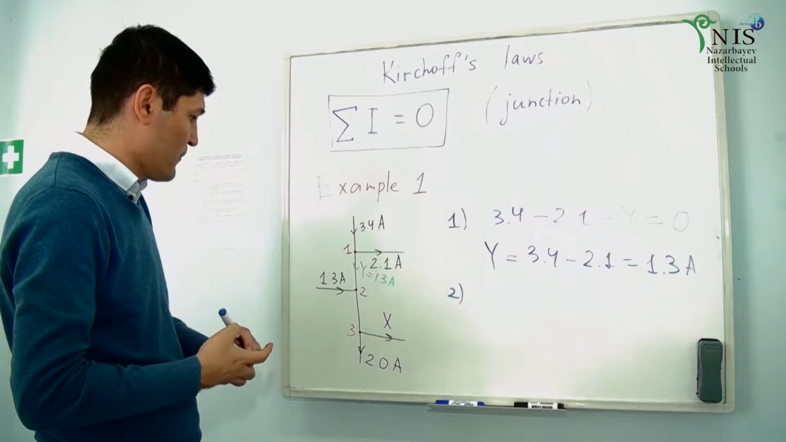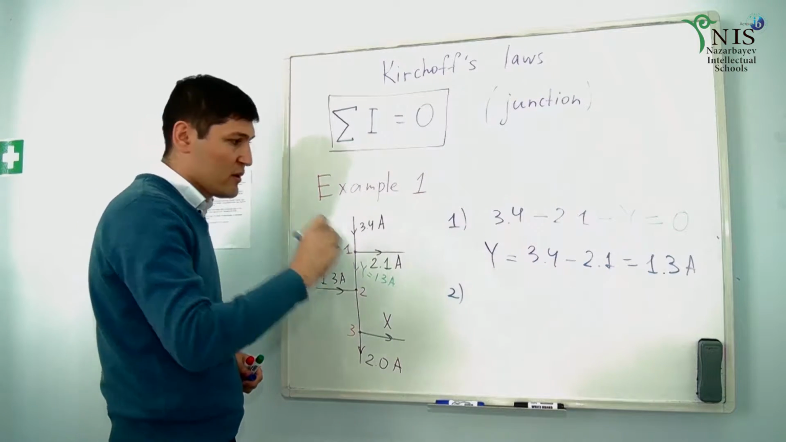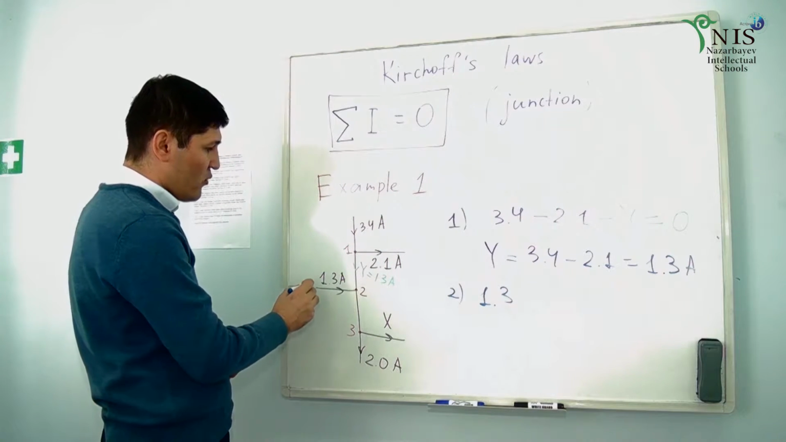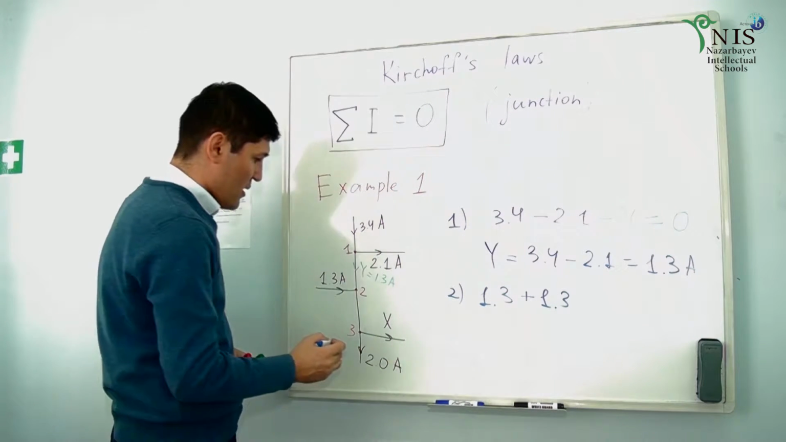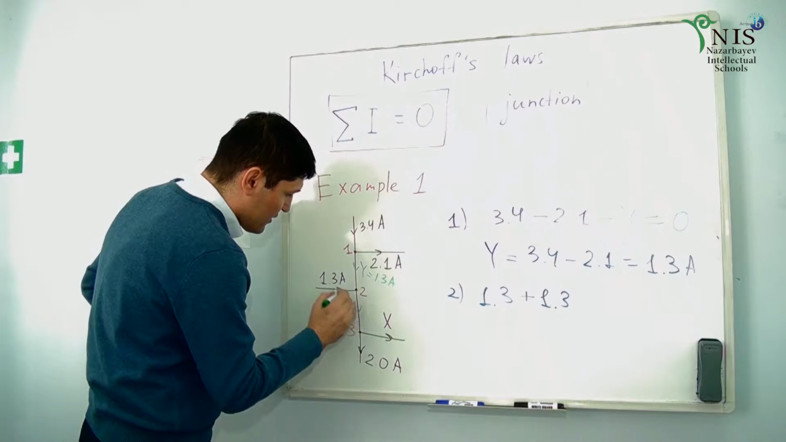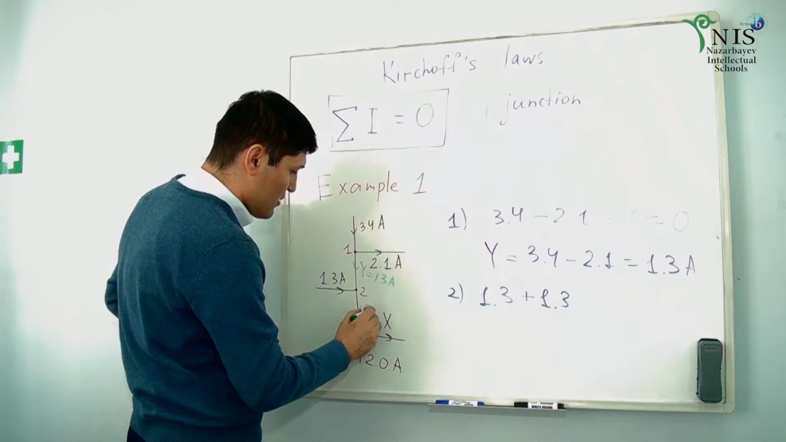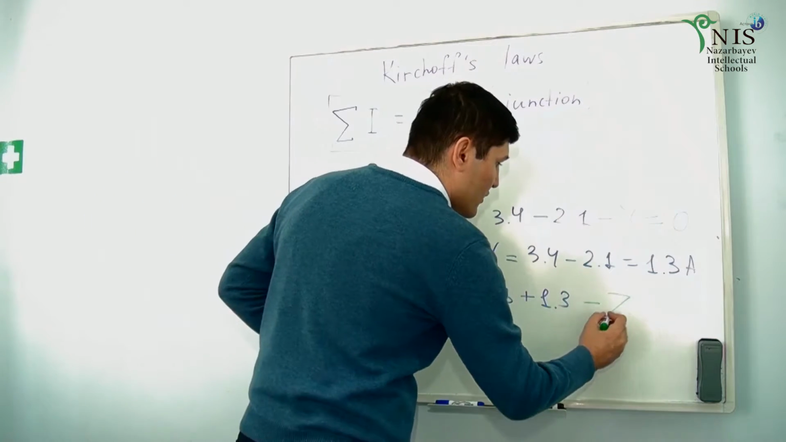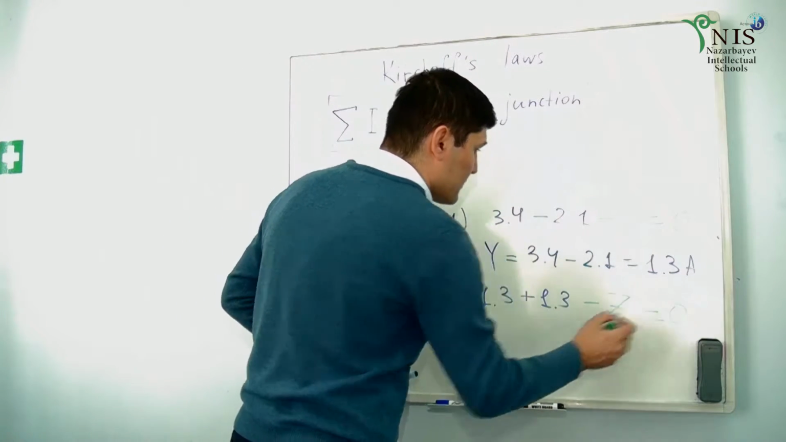So for the second junction, we have 1.3 amperes going into the junction, therefore it's positive. Another 1.3 is going into the junction as well, positive 1.3. And we have current going out of the junction. Let's label it with a different letter, let's say it's Z. Z is negative because it's going out of the junction, and all of them equal 0.